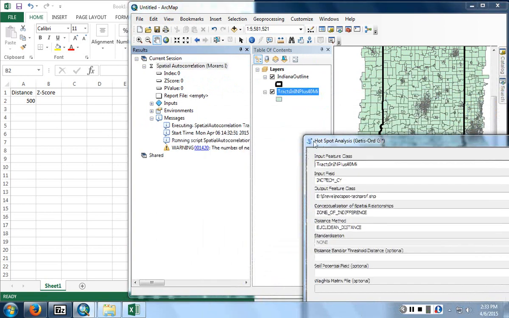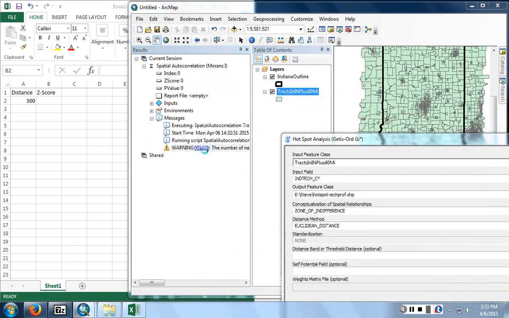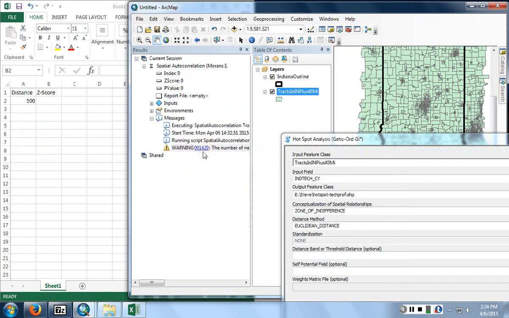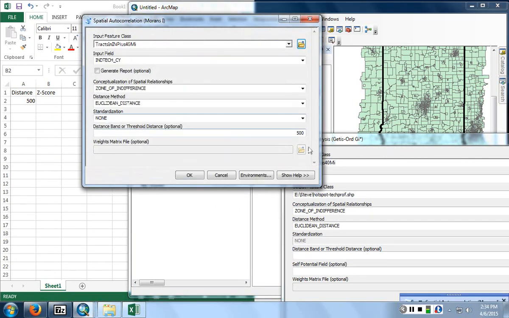Oh, there's a warning. What does the warning say? It says the number of neighbors for at least one feature exceeds 500 meters. You might want to change your conceptualization of spatial relationships to avoid the potential of running out of memory. That's when a place has more than 1,000 neighbors. So that's why it's taking a long time to run. I might cancel it. Maybe we'll go smaller. Instead of 500, maybe we do 50.